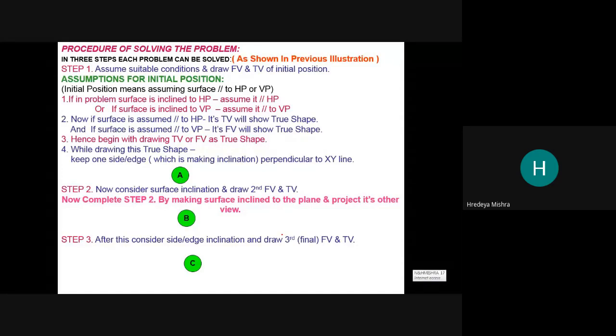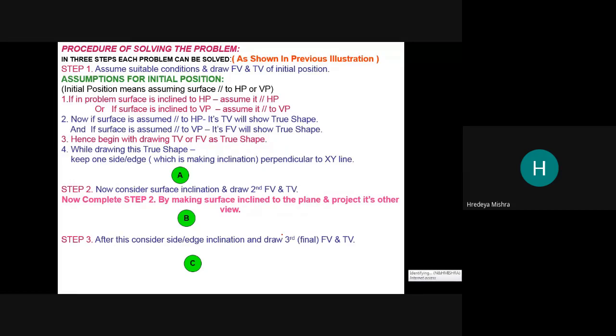Next step: the plane inclination, if it is inclined from the HP, then we can show that inclination. And in the third step, the inclination of the sides that is given, we can say that CD is inclined 30 degrees from the vertical plane, then we can show this 30 degree angle in the third step.